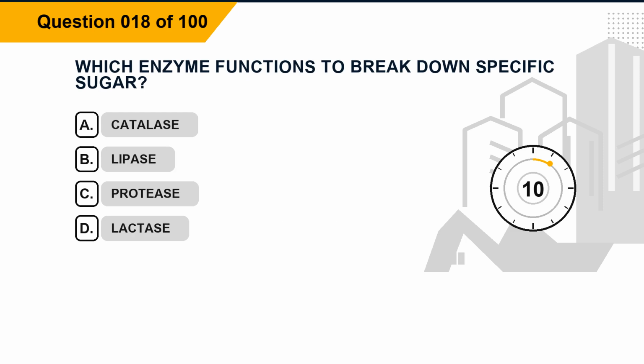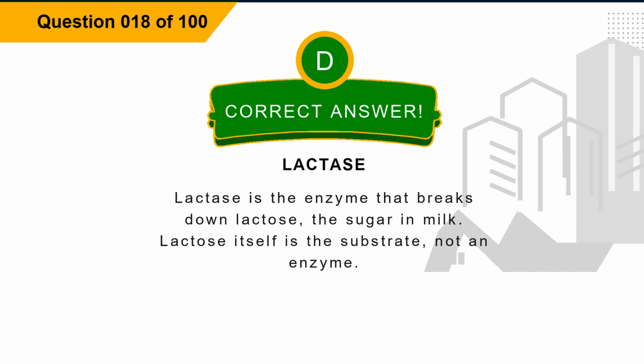Question 18. Which enzyme functions to break down specific sugar? Option A, catalase. Option B, lipase. Option C, protease. Option D, lactase. The correct answer is option D, lactase. Explanation. Lactase is the enzyme that breaks down lactose, the sugar in milk. Lactose itself is the substrate, not an enzyme.